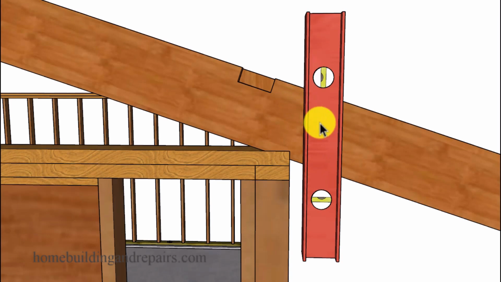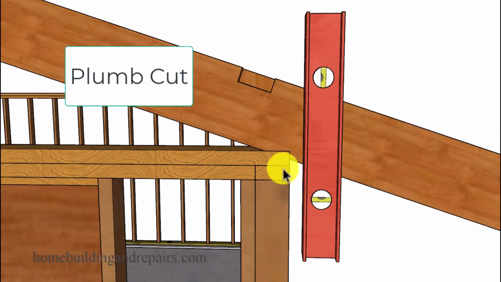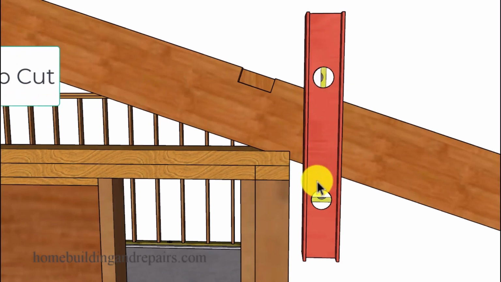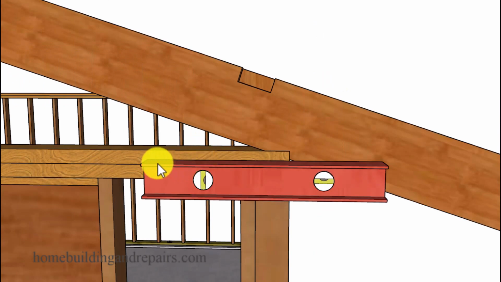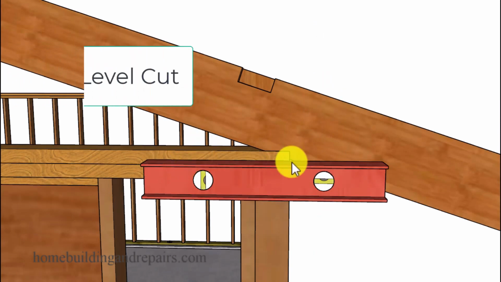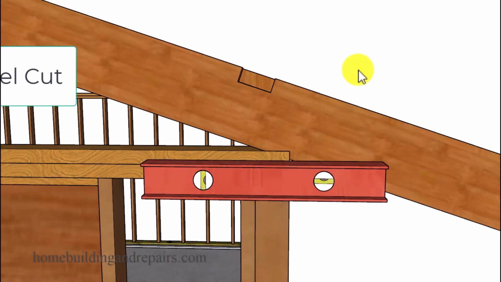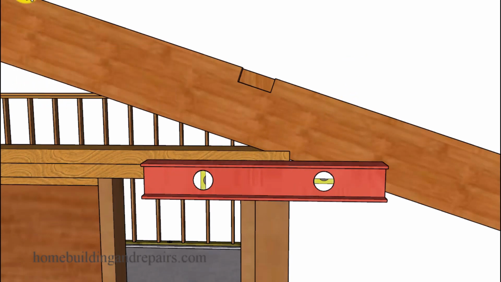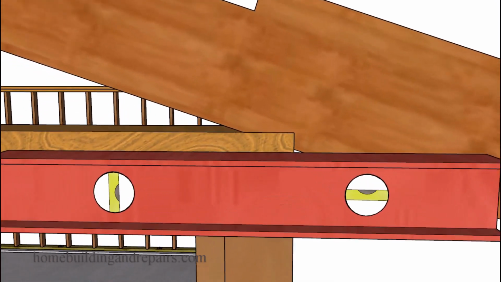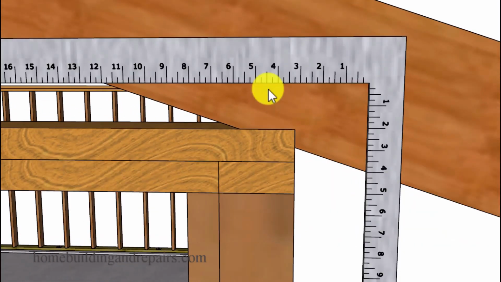But the first thing I want to do is provide you with the level and plumb cut angles. So let's go ahead and break out our trusty level, and this right here is going to represent a plumb cut. You will hear that in a variety of different videos. Any cut that is vertical, like this one right here, is going to be a plumb cut. And you guessed it, any cut running horizontal, like this one right here, is going to be referred to as a level cut.